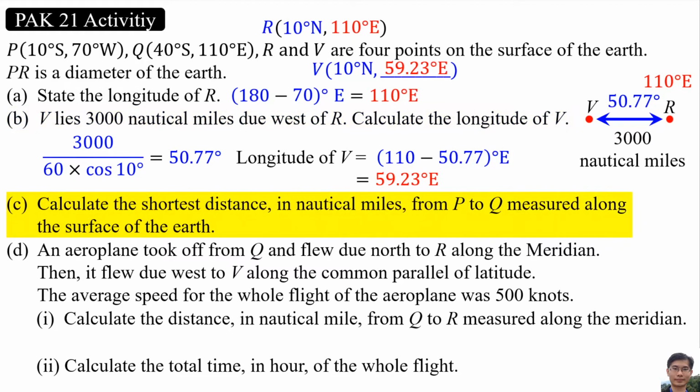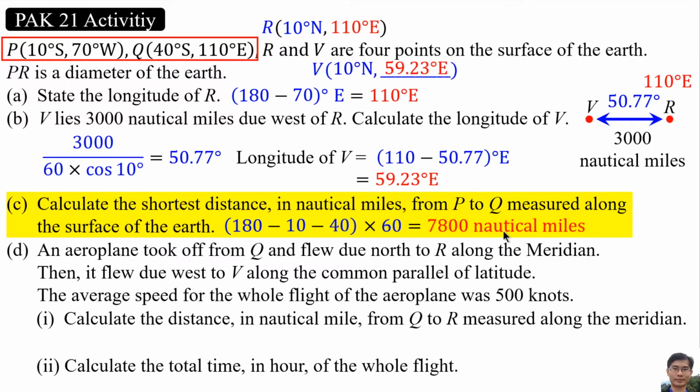C. Calculate the shorter distance in nautical miles from P to Q measured along the surface of the Earth. To find shorter distance, we use formula. It means 180 minus the latitude of P and minus the latitude of Q. The latitude of P is 10 degree and the latitude of Q is 40. And then we multiply it by 60, and this is the answer.